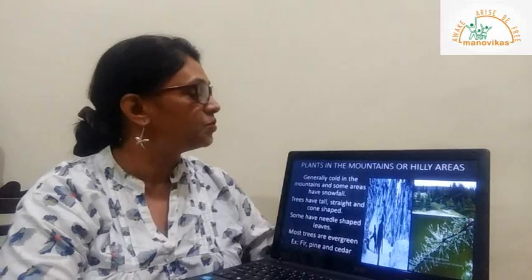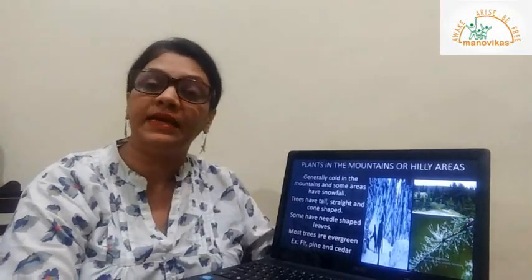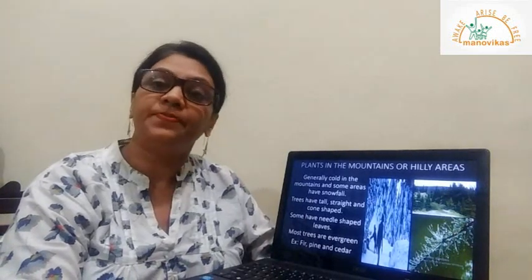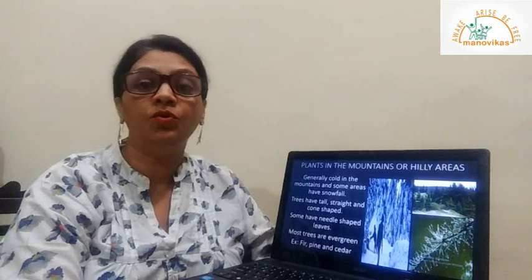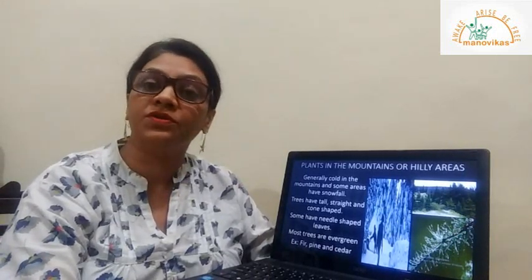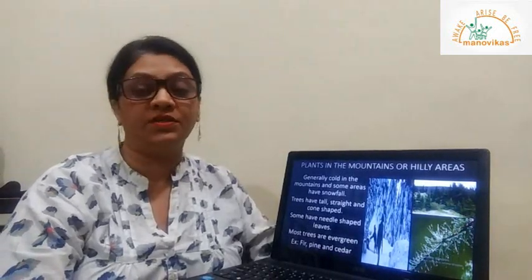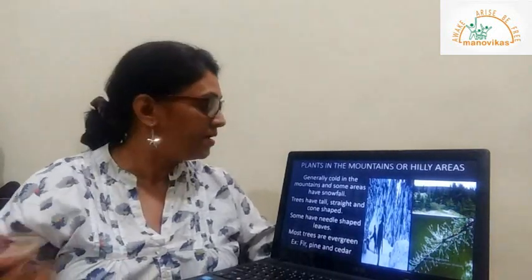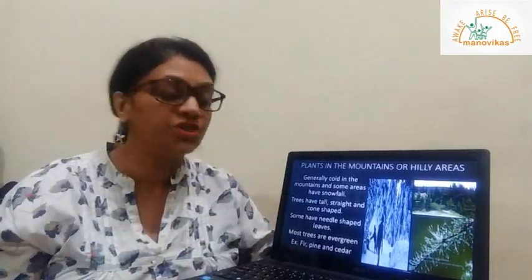Next, we come to plants that grow in the mountains or the hilly areas. You know, these places, mountains and hills, they are cool. The climate is cool there. Higher in the mountains, there is snowfall. So these plants or these trees that grow there, the trees are tall, straight and cone-shaped.